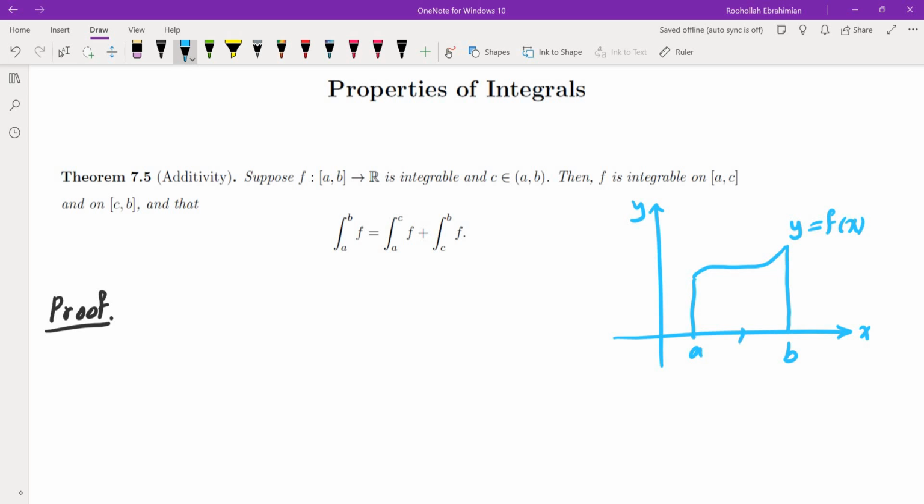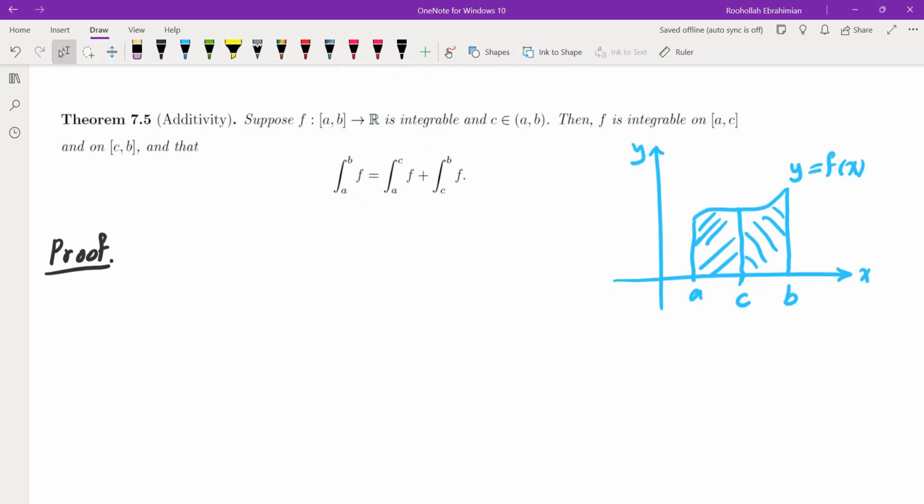And if you take some point c between a and b, then you can say the area from a to b is going to be the area from a to c plus the area from c to b. And that is what we call additivity. Okay, so the statement is: if f is integrable over [a, b], then f is integrable on [a, c] and also on [c, b], and the integral from a to b of f is the same as the integral from a to c of f plus the integral from c to b of f.